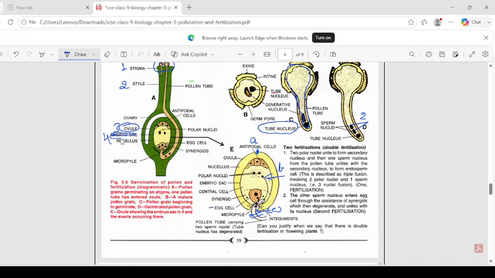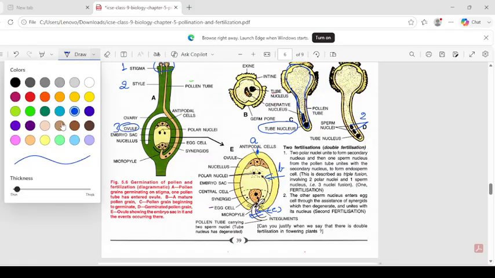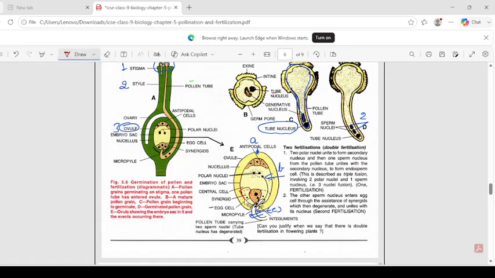In the embryo sac, you have to see how the pollen tube enters. If you remember the diagram of the embryo sac, I discussed in the previous class that it consists of synergids, and that synergid has the filiform apparatus. The filiform apparatus actually supports entry of the pollen tube inside the embryo sac. So what is the filiform apparatus? You can see this is the structure.